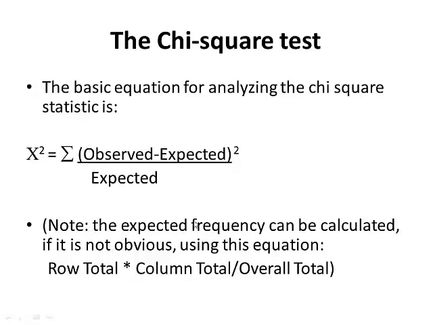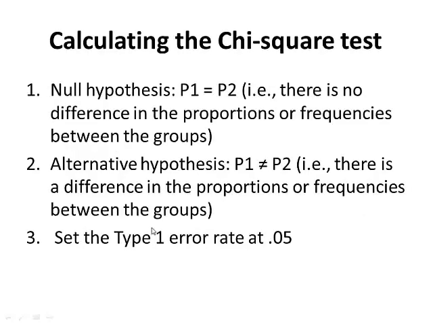Note that the expected frequency, what we expect to find, can be calculated if it is not obvious. You can use this equation: the row total times the column total divided by the overall total. But for our expected frequencies, as I said, it's going to work out nicely, as we'll see.